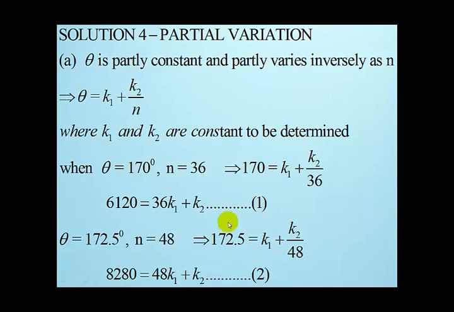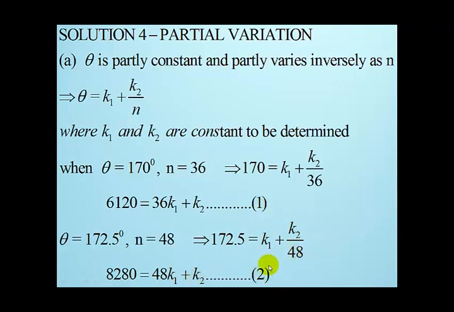Also from the question, when n equals 48, theta equals 172.5 degrees. This implies that 172.5 is equal to k1 plus k2 over 48. Now we multiply through by 48 to simplify this equation. And so 48 times 172.5 will give us 8,280. This is equal to 48 times k1, which will also give us 48 k1. And k2 over 48 times 48 will give us k2. Let this be our equation 2.